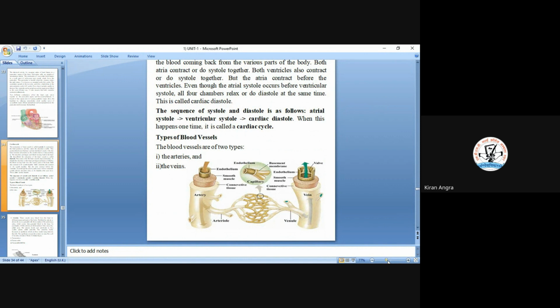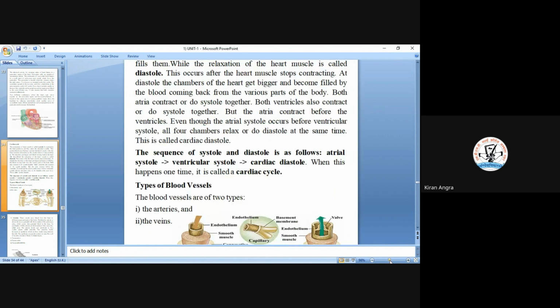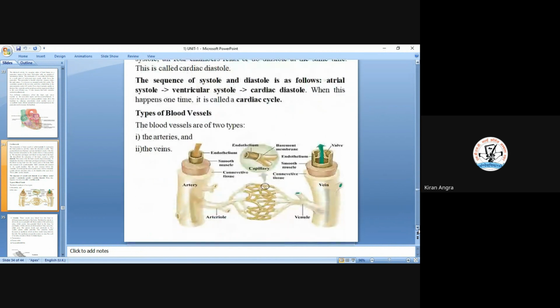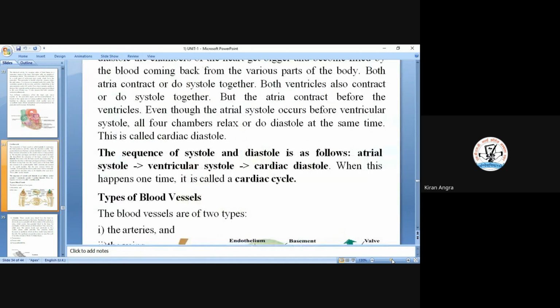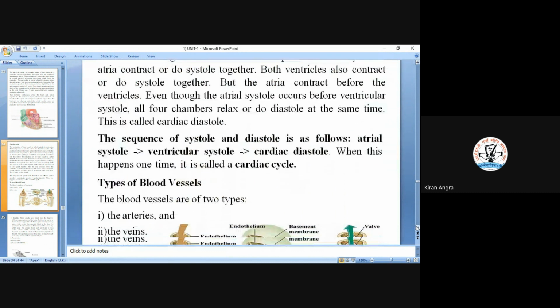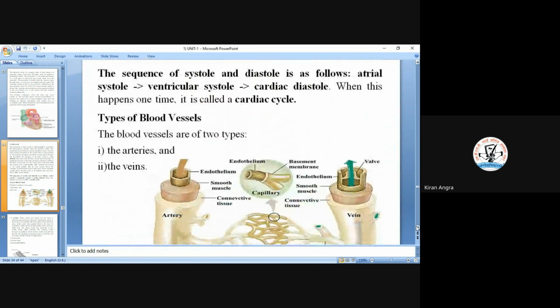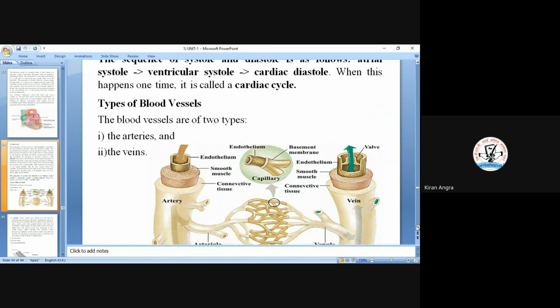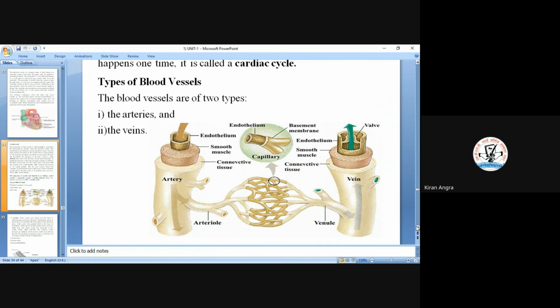The important parts of the circulatory system are also the types of blood vessels. I have just told you there are two types of vessels: one is the arteries, the other is the veins. The arteries carry blood from the heart to different organs and parts of the body. The blood in the arteries is always oxygenated, except in the pulmonary artery.